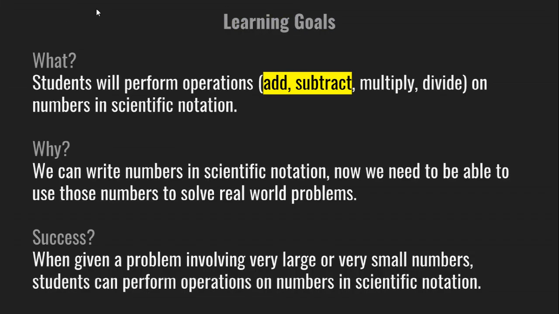Alright, so this is day 2 of performing operations with numbers in scientific notation. And I threw the learning goals up here again just to remind us what we're trying to do. Again, we're trying to perform operations on numbers in scientific notation. I highlighted add and subtract because we've already done multiplication and division. That's what we did yesterday. So you should be pretty comfortable with multiplying and dividing scientific notation. Now we're going to add and subtract. That's what we're going to work on today.